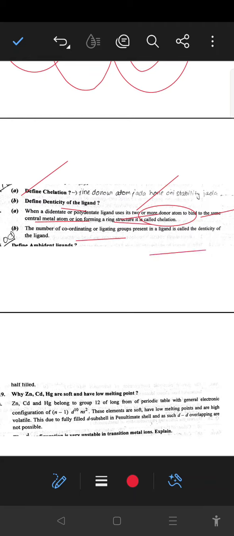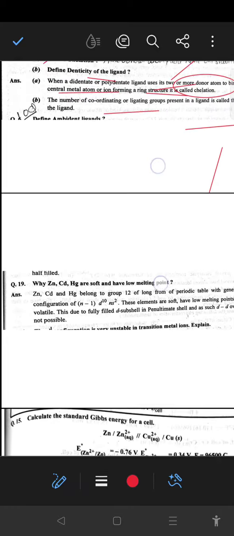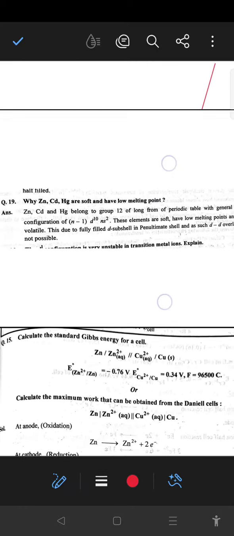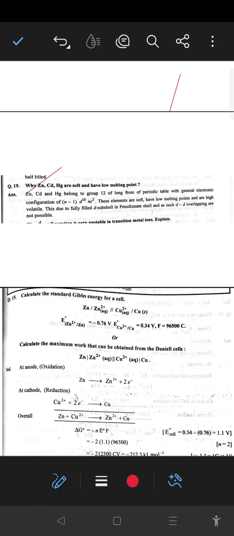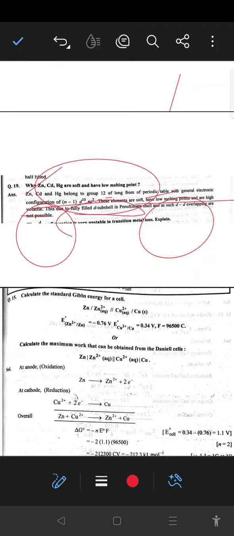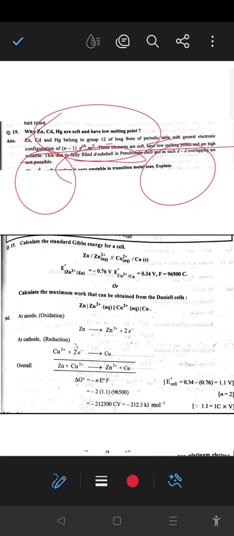Okay. Next, why are zinc, cadmium and mercury soft and have low melting points? Zinc, cadmium and mercury belong to group 12 of the long form of the periodic table with general electronic configuration (n-1)d10 ns2. The elements are soft, have low melting points and are highly volatile. Due to the fully filled d orbitals, d-d transition does not occur. With no unpaired electron in the d orbital, zinc, cadmium and mercury are soft and have low melting points.